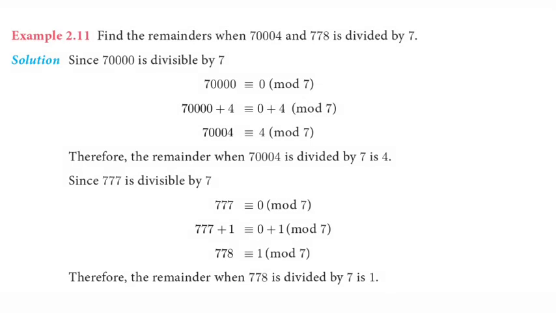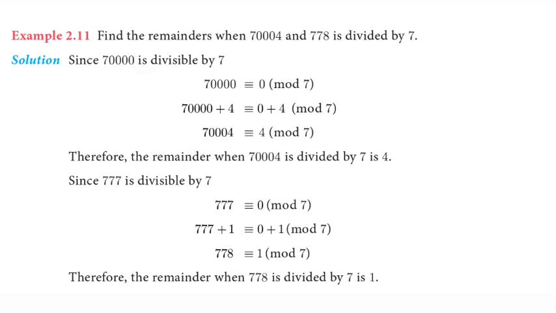I will see example 2.11. Find the remainders when 70,004 and 778 is divided by 7. First we take 70,004, which is not divisible by 7. Therefore we take 70,000, which is divisible by 7. We use the modulo congruence method.